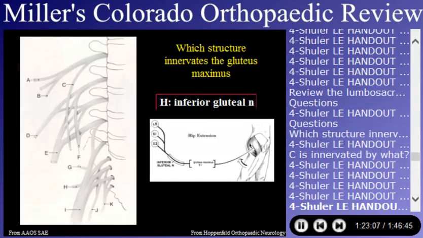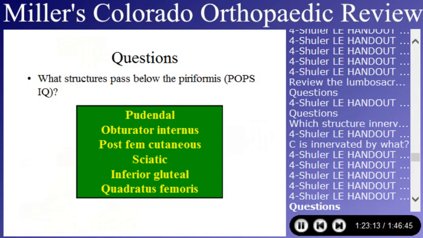What structure innervates the gluteus maximus? Inferior gluteal, S1. H on your diagram. What structures pass below the piriformis? Dr. Miller had a mnemonic for this, POPS IQ. Pudendal, obturator internus, posterior femoral cutaneous nerve, sciatic, although the sciatic can go through the piriformis about 2% of the time, inferior gluteal and quadratus femoris.